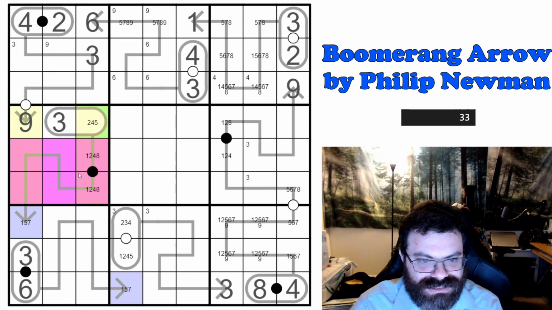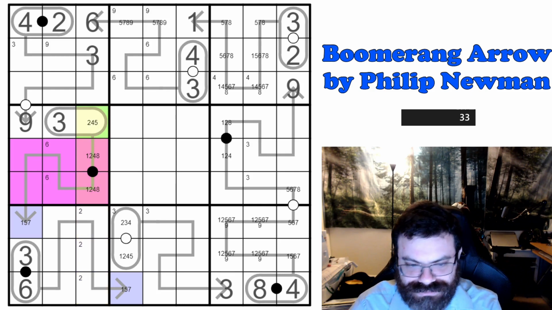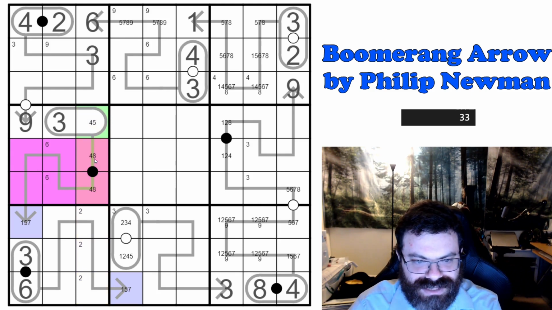Okay, 6 sees into this box. So 6 is one of these two. Interestingly, if we look at where 2 can go in this box, none of these can be 2, and this 2 sees down into here. So 2 is in one of these 3, which means actually these can't be 2. And so these can't be 1. This is 4, 8. That makes this 35.